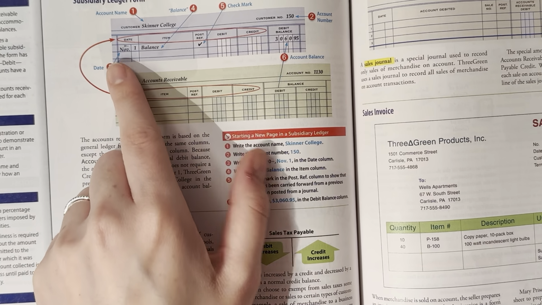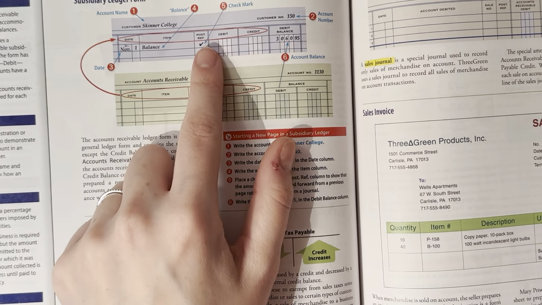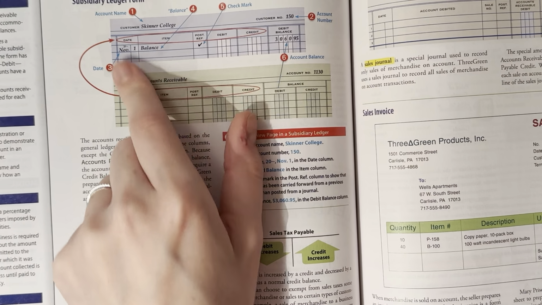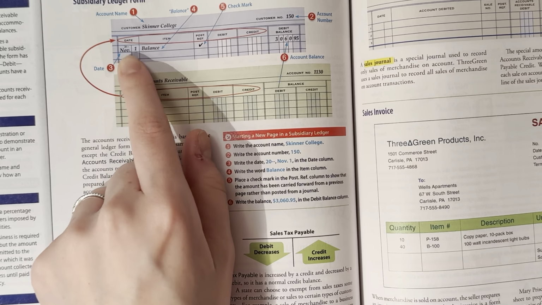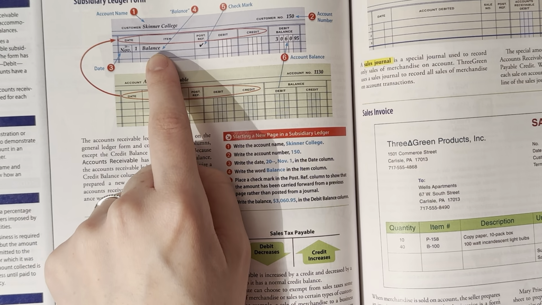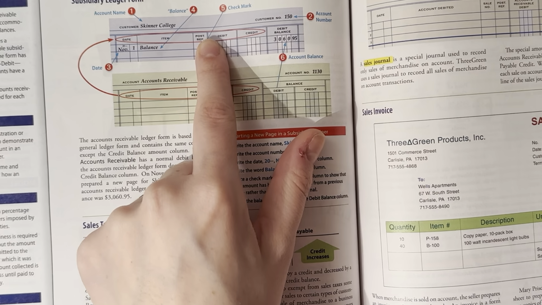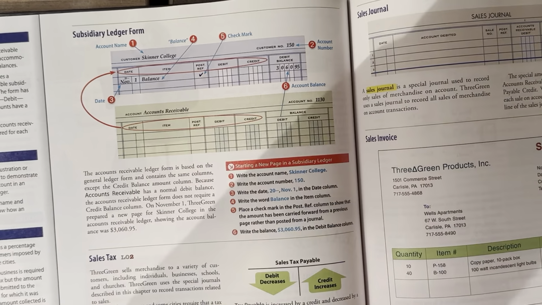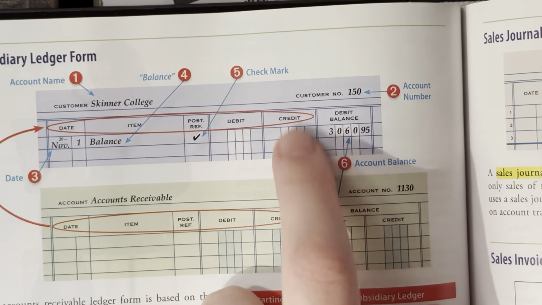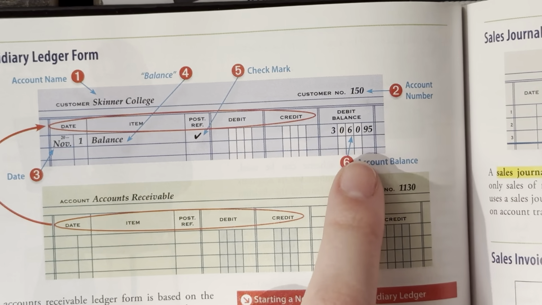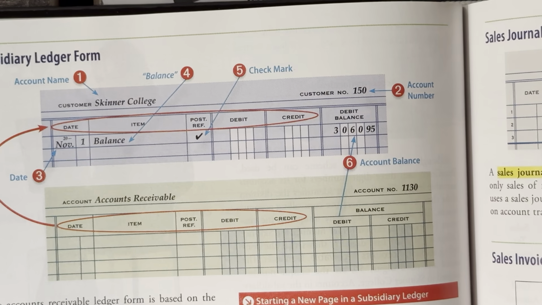So this is just opening up or starting a new page for this. Let's say the prior page was filled up for this subsidiary ledger for this accounts receivable. So we put the date, we write balance because we're bringing forward a balance. We write the customer name, the customer's number, post reference mark because again, we're just bringing forward something from the previous page, and then we write in the total debit balance, which is $3,060.95.